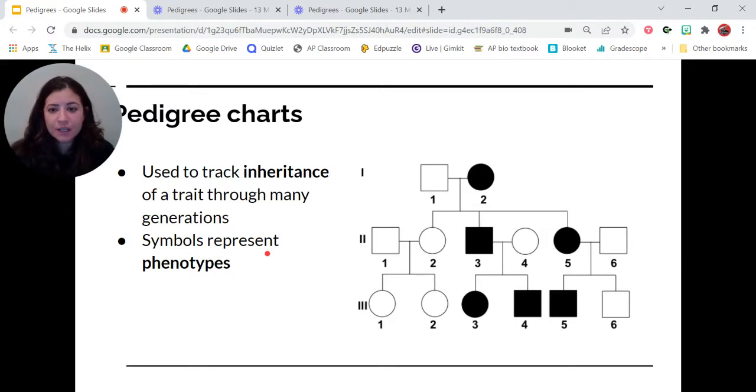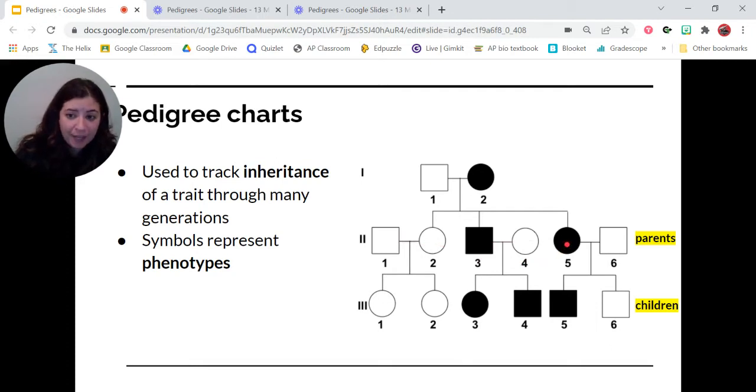So pedigree charts are sort of like family trees that are used to track inheritance of a trait through many generations. So for example, at the bottom of a pedigree chart will be all of the children. So we could say here the children would be generation 3, individual 3-5 and individual 3-6. And then when we go up one level in the pedigree chart, these are the parents, so their parents would be generation 2-5 and 2-6. And then we go up one more generation, and these would be the grandparents. So the grandparents would be individuals 1-1 and 1-2.